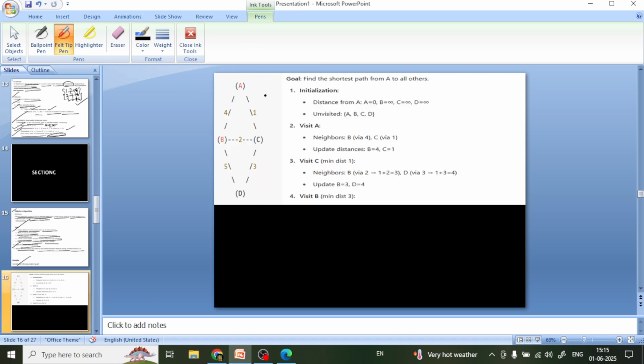Example: you are given A to B 4, A to C 1, B to C 2, B to D 5, and C to D 3. You can choose the first initialization method. A is equal to 0, and B is equal to infinity, C is equal to infinity, D is also infinity. Now visit A's neighbors, B and C.